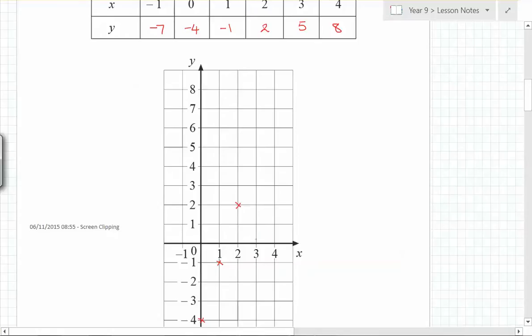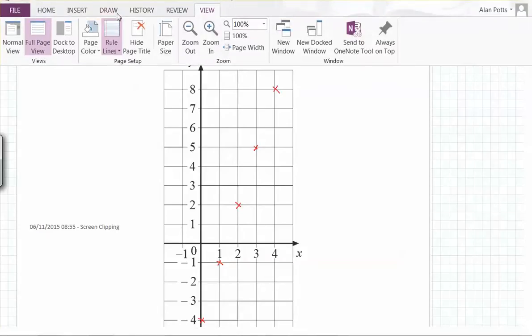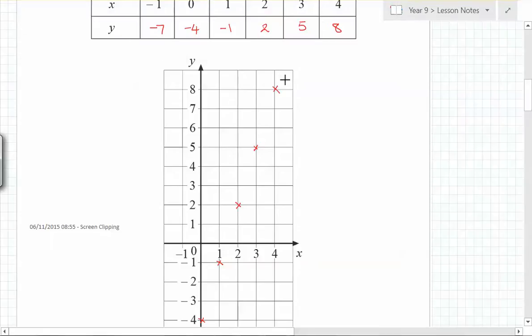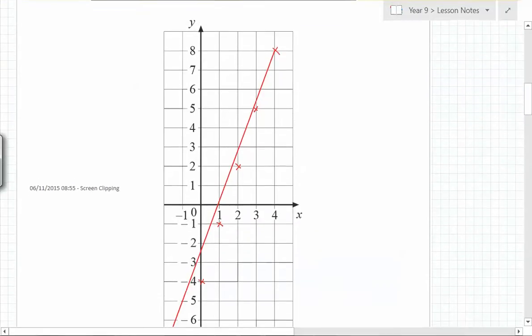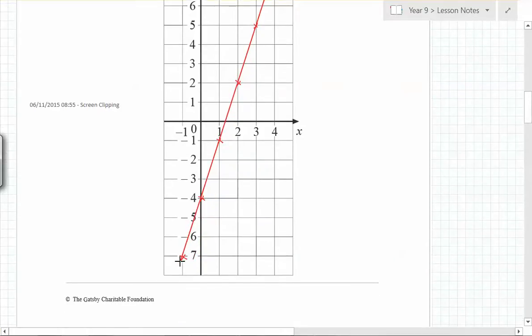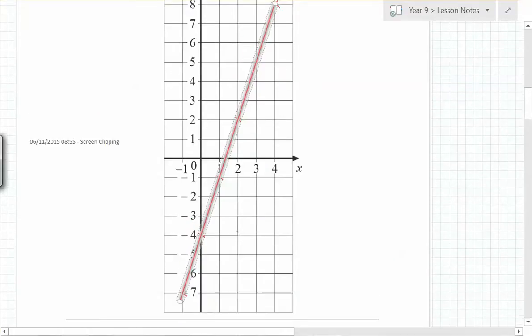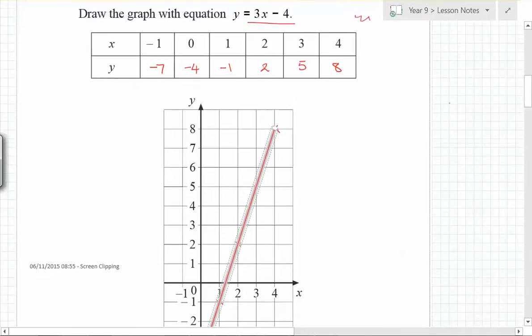3 is, now notice what we're doing. 3 input, 5 output. 4 is input, 8. So 4 gives me 8. Okay, so then what we do is draw our line. So we draw our line like this. Now this is the line. y equals 3x minus 4.